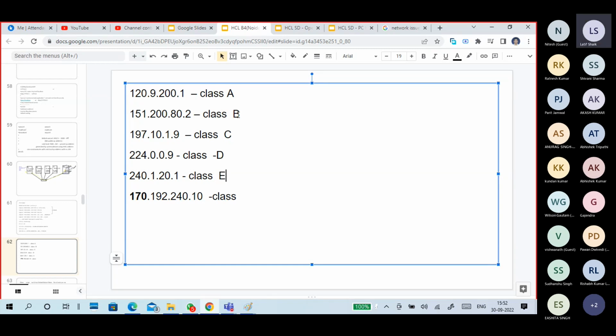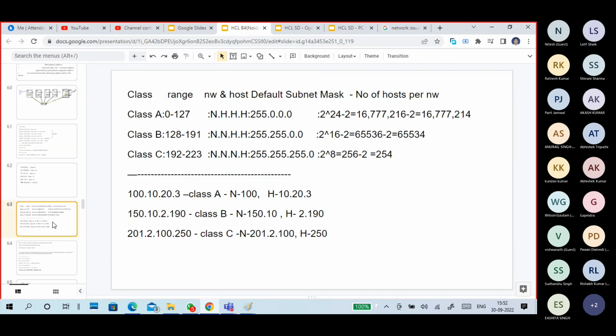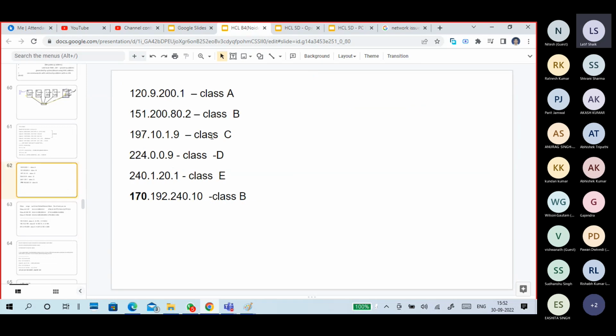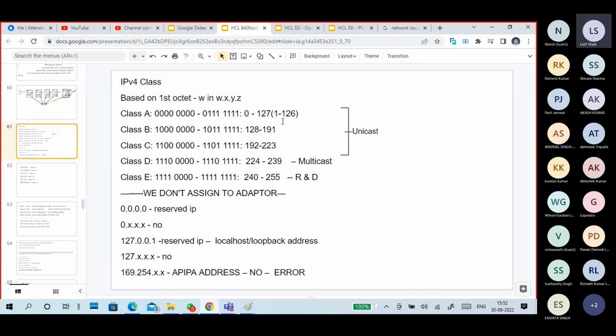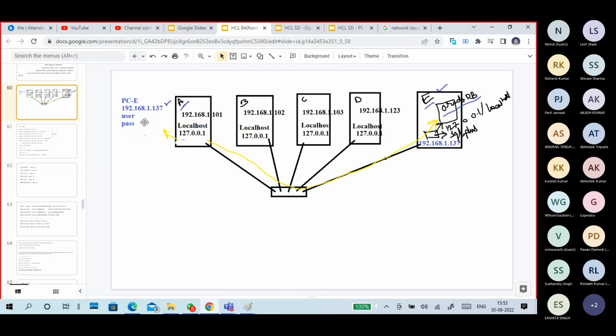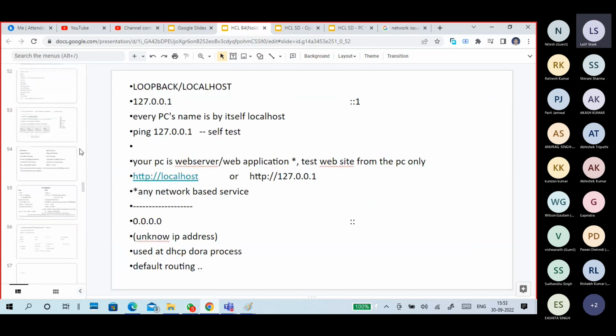This is class E, class B. Whatever it is showing on this side, that is a different point. What is it showing here? Good. Then we can identify which class it is. This part and this part I will tell again, so don't worry. So guys, I talked about IPv4.